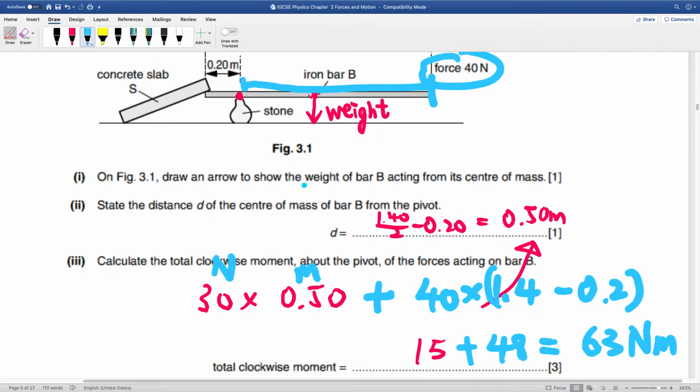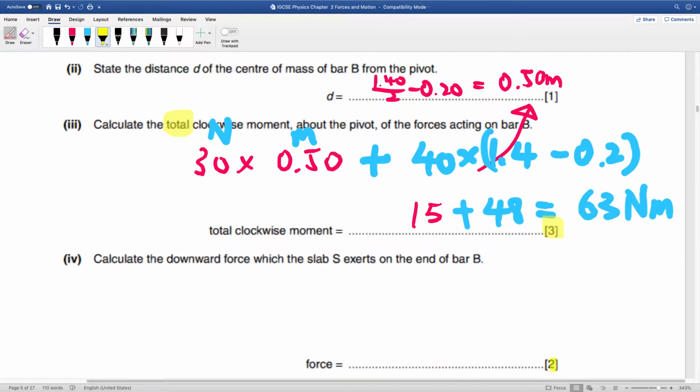Now, you need to keep it in mind. When you say total, that means you need to add something together. That means there should be at least 2 forces in the question. And also you can see here is 3 marks. That means there's a lot of marks, so there should be more things here. So that should be 2 forces at least. Okay?